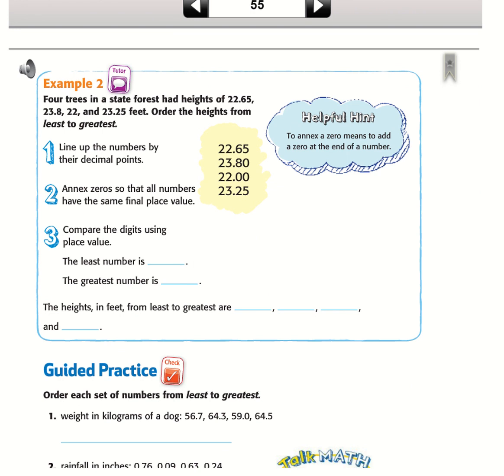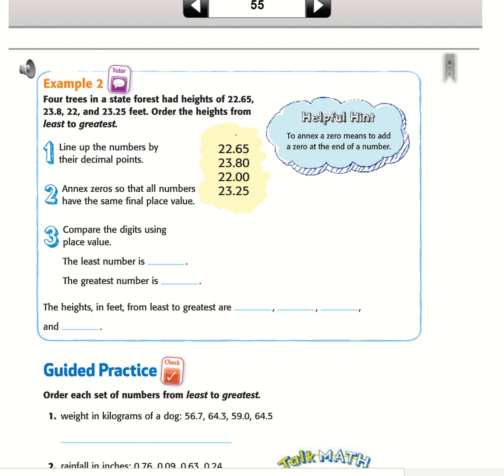It says 4 trees in a state forest had heights of 22 and 65 hundredths, 23 and 8 tenths, 22, and 23 and 25 hundredths feet. Order the heights from least to greatest.